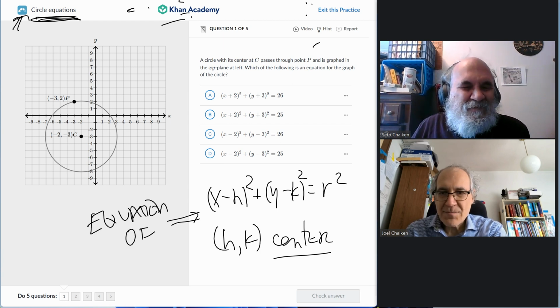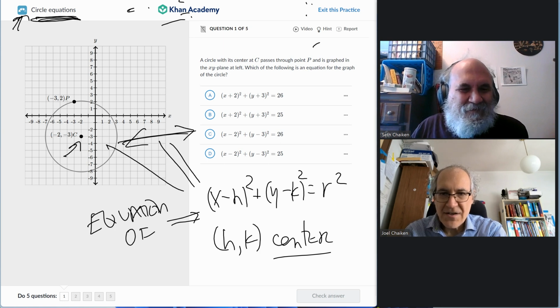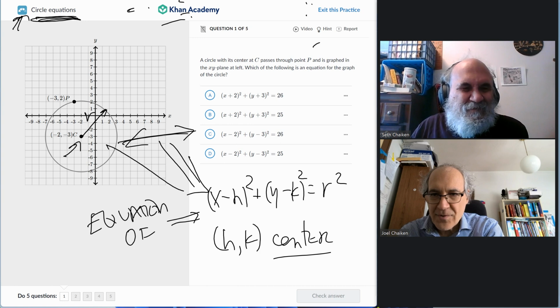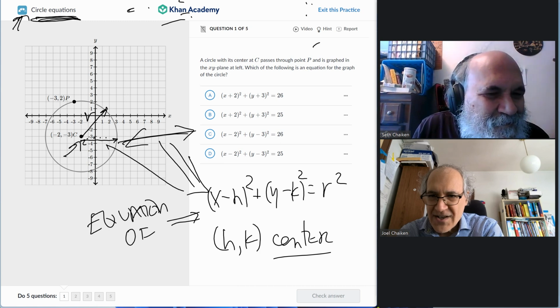Now they tell you the points on the graph, so you just match and see which ones are consistent with this formula. But you do have to figure out what the radius is. The radius is the distance from the center to a point on the end. It's a really good idea to consider the radius this way because it's easy to count the boxes. 1, 2, 3, 4, 5. Looks like the radius is 5.